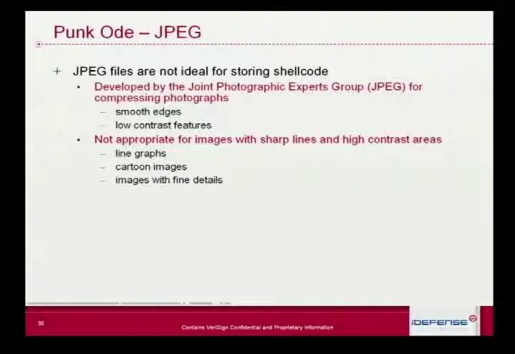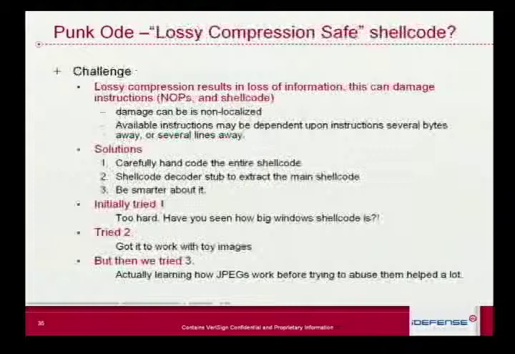Yeah, JPEG files are not ideal for storing shellcode. They're developed by the Joint Photographic Experts Group for compressing photographs, which tend to have smooth edges and a lot of low contrast features, where nothing changes too much over space. They're not appropriate for images with sharp lines and high contrast areas, like line graphs, cartoon images, or any image with fine details, and shellcodes have fine detail.